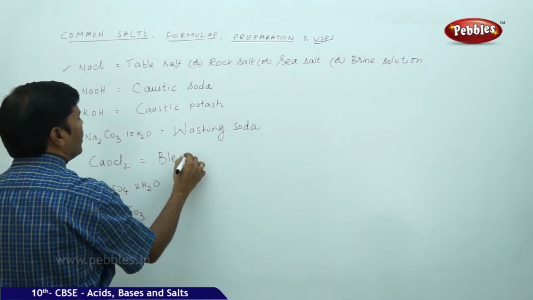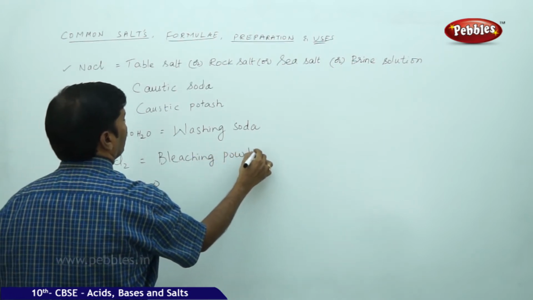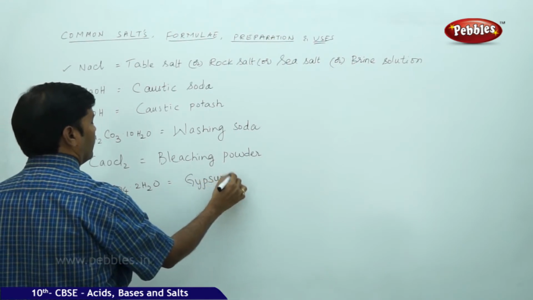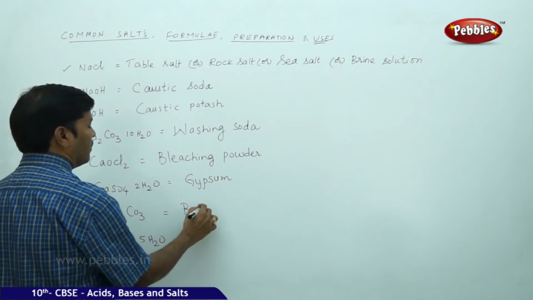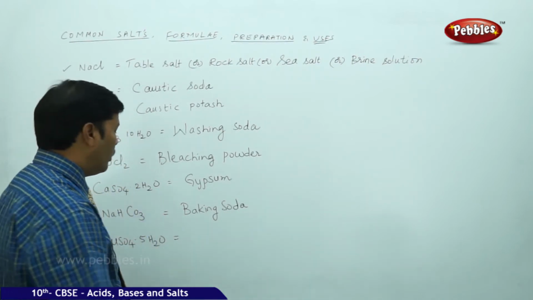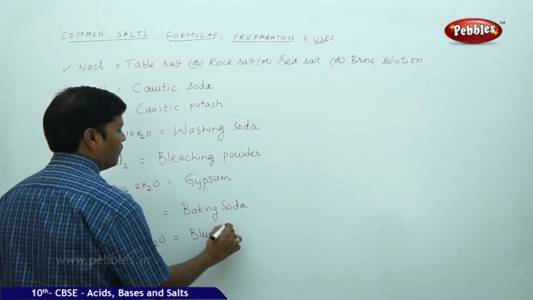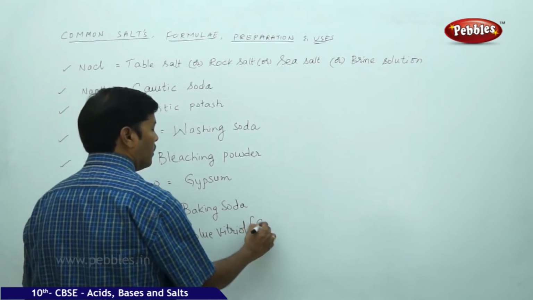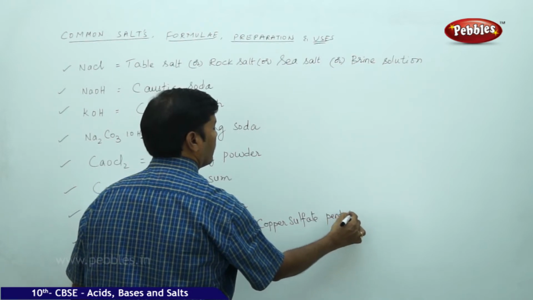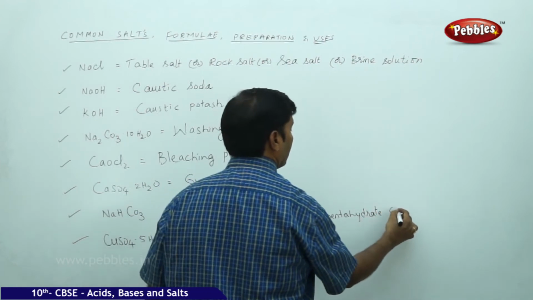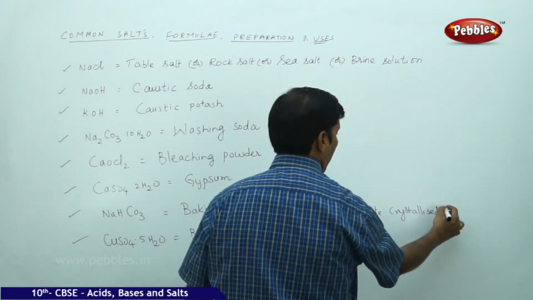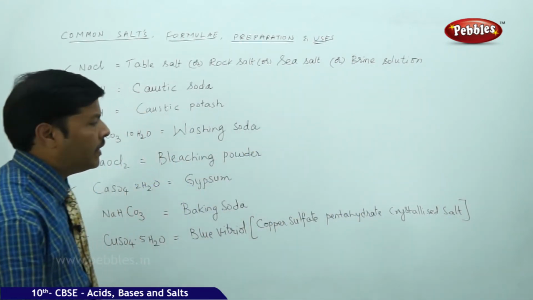CaOCl2 is called bleaching powder. Calcium sulfate 2H2O, this you can take as gypsum. NaHCO3 is baking soda. Copper sulfate 5H2O is called blue vitriol. It is also called copper sulfate pentahydrate, a crystallized salt.